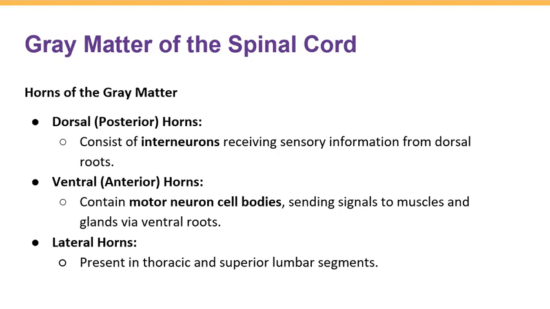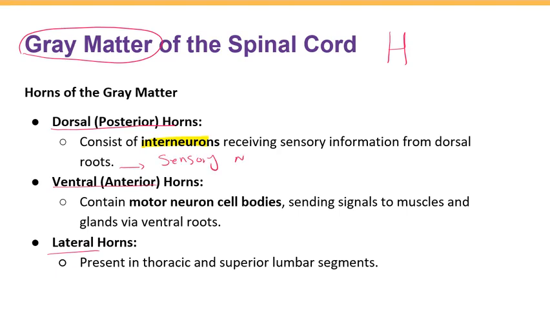Okay, so now let's review what we talked about regarding the gray matter of the spinal cord. The gray matter is found inside of the spinal cord as an H-shaped structure, which is composed of the dorsal or posterior horn, ventral or anterior horn, and lateral horn. The dorsal or posterior horn consists of interneurons, which receive the sensory information from the dorsal root, actually from the sensory neuron. This sensory neuron's cell body is found in the dorsal root ganglion, and it receives the information from the receptors of our body. And then the ventral or anterior horn contains the motor neuron cell bodies. They send the motor signals to the muscles and glands via the ventral root.